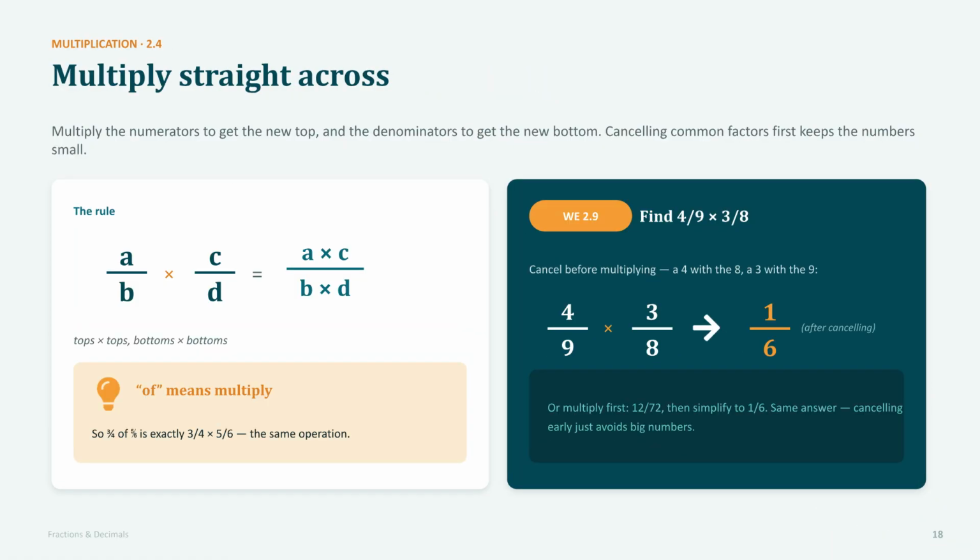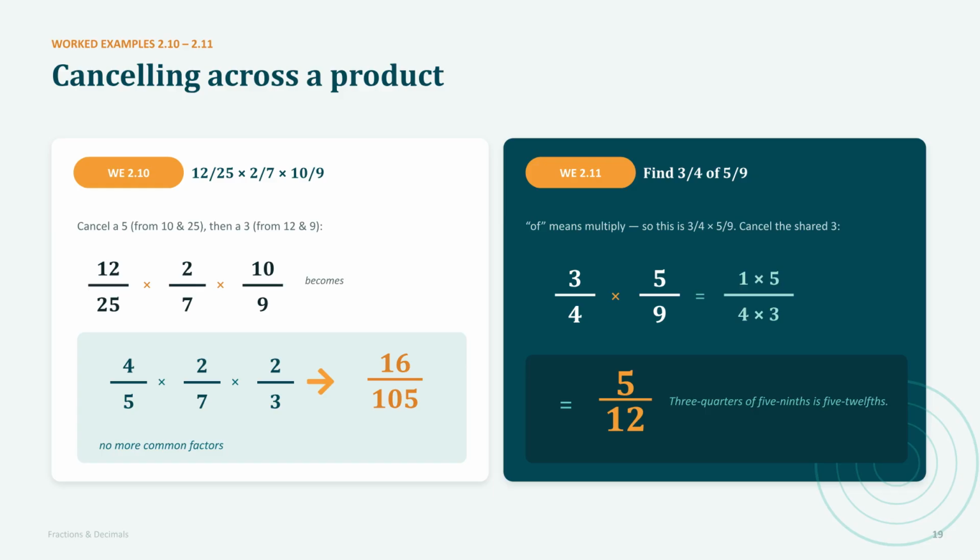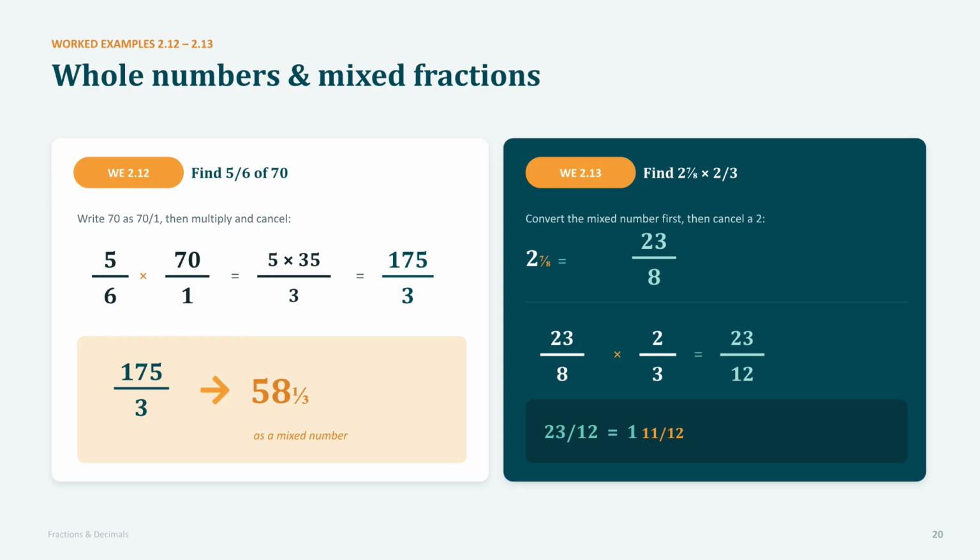When multiplying fractions, multiply straight across, numerators together and denominators together. You can often make the math easier by canceling common factors between a top and a bottom number before you multiply. Canceling across a product is a powerful time saver. By canceling shared factors early, you prevent the numbers from becoming unnecessarily large, making the final simplification much faster. When working with whole numbers and mixed fractions, convert whole numbers into fractions by putting them over 1, and convert mixed fractions to improper fractions first. Then, proceed with the standard multiplication rules.